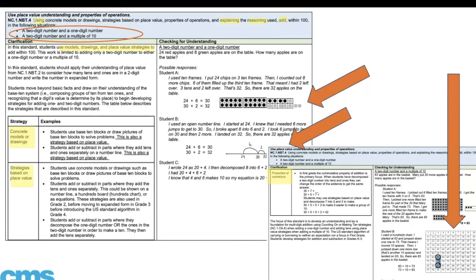For example, if I was adding 48 plus 5, I could decompose the 5 and think 48 plus 2 equals 50, and 50 plus 3 equals 53. I could show that new 10 by adding 2 cubes to 8 cubes to create a tower of 10.